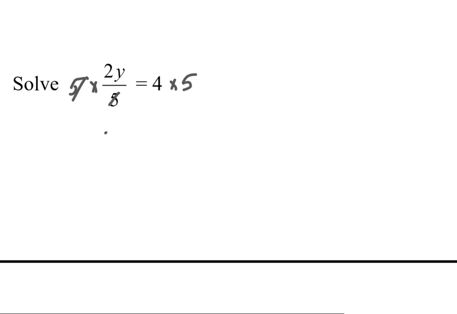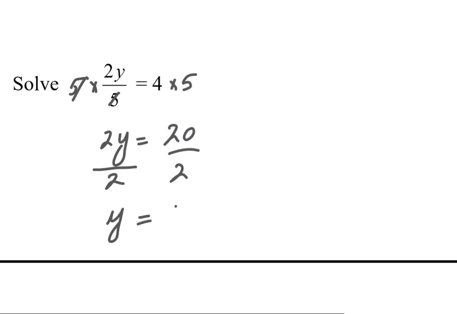What we got over here is 2y, and we got 20 over here. Now again, to cancel 2, this is times with y, so we're going to divide. I'm going to divide by 2, I'm going to divide by 2, so y is equal to 10. Simple, guys.